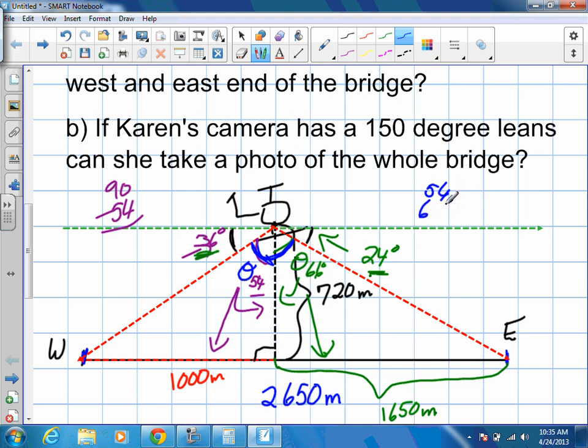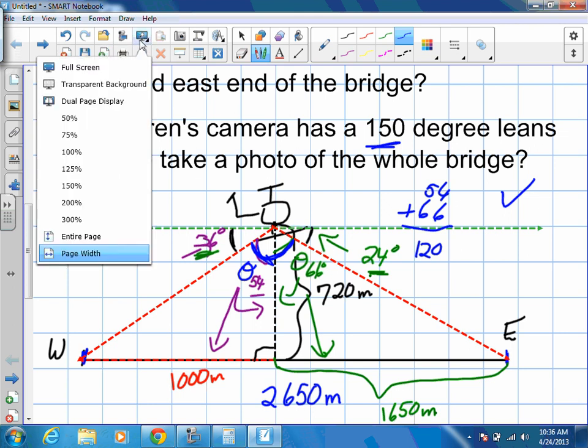So what are we going to get in the end here? 120. Her camera has a 150-degree lens. Can she take a picture of the whole bridge? Yeah, her camera is large enough, or has an angle large enough, to take a picture of the entire bridge.